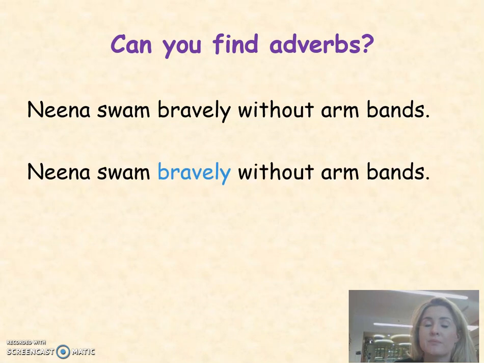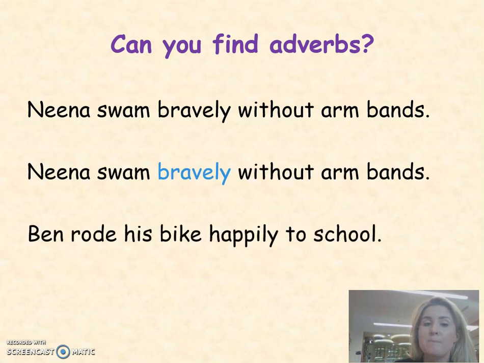There we go. Next one. Ben rode his bike happily to school. So we want to find the verb, which is rode, so past tense of ride. And the adverb there is going to end in ly again, and it's going to be happily. He rode his bike happily to school. It's describing how he's riding a bike.